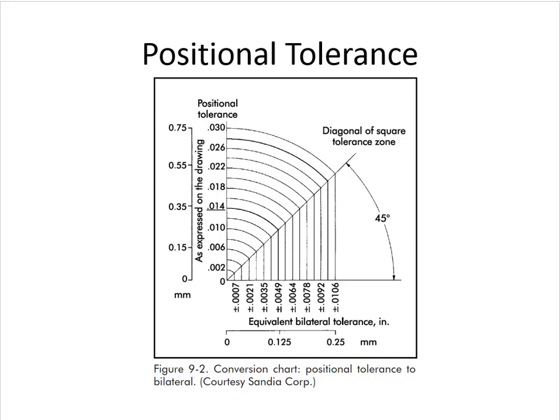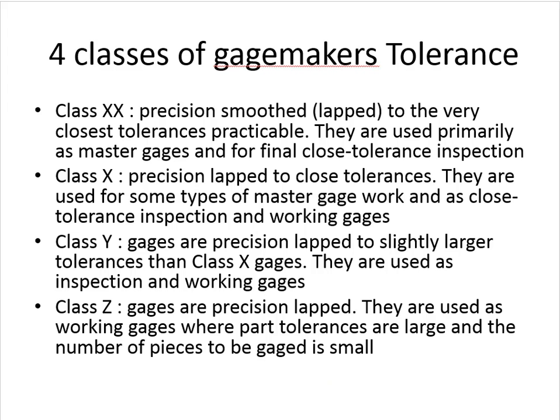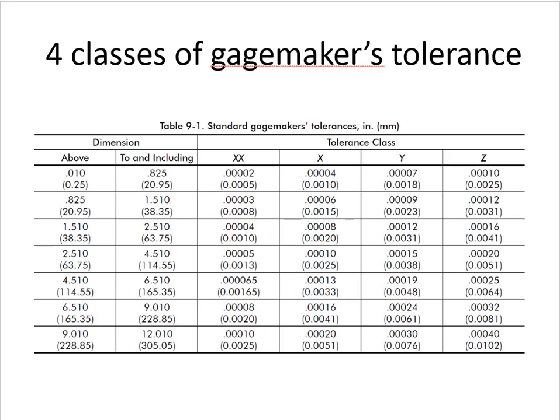Okay, so the next one was item number 3 on your learning objectives. These were the 4 classes of gauge maker's tolerance. And essentially what happens here is the tolerances increase in classes. And we can see that on the next slide.